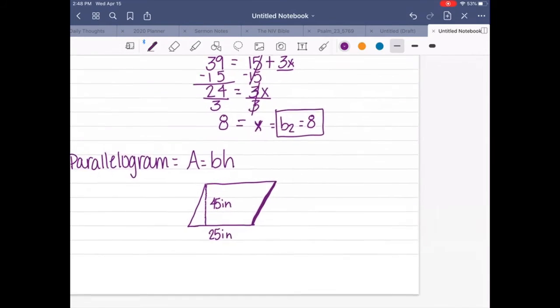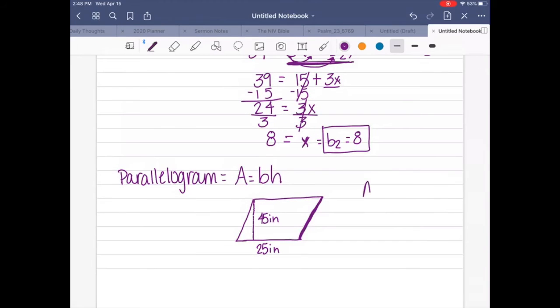All right, so then to find the area, we just do base times height. So our base is 25 and our height is 45. So then we're just going to multiply those two numbers together. And it doesn't matter what order I multiply them in because multiplication is commutative.